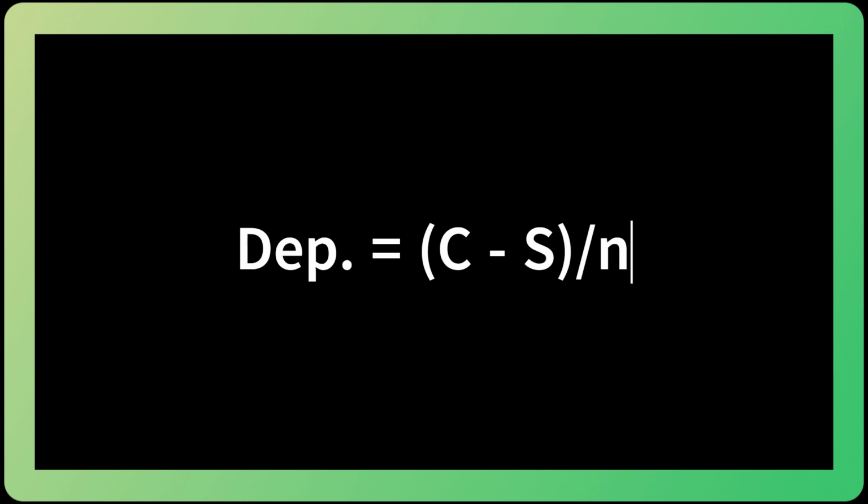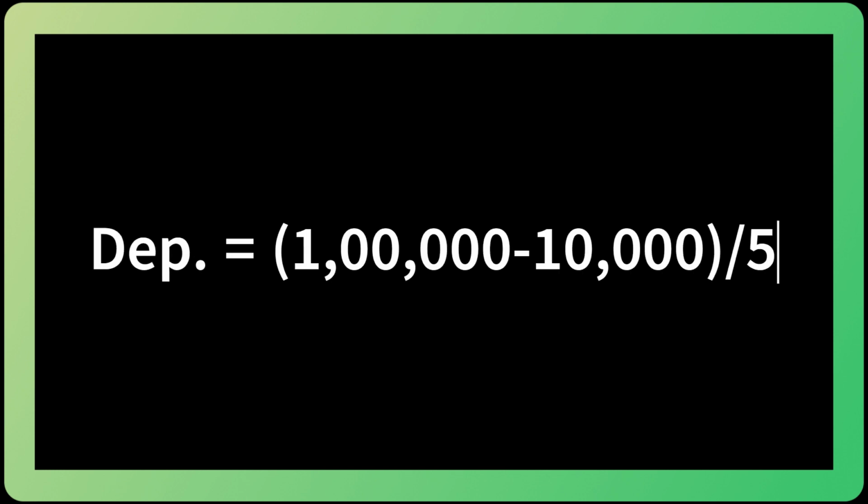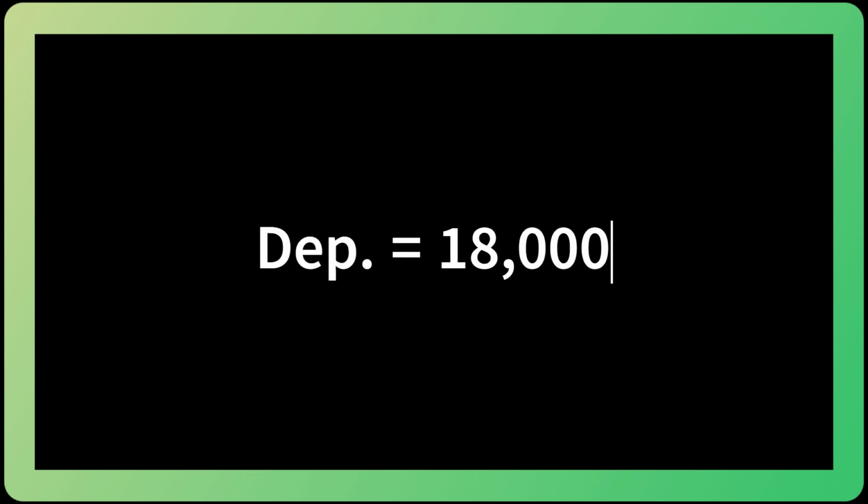life in years. For example, if a company purchases a piece of equipment of 1 lakh rupees with a useful life of 5 years and a salvage value of 10,000 rupees, the annual depreciation expense using the straight line method would be 1 lakh rupees minus 10,000 rupees divided by 5 equals 18,000 rupees per year.